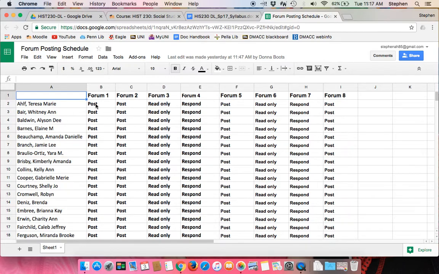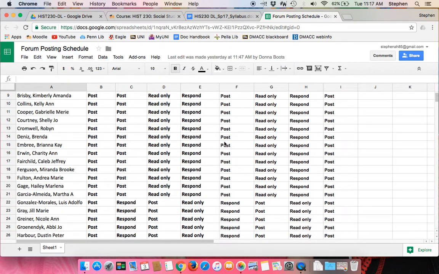She does not need to post, and she does not need to respond. She just simply can read conversations that sound interesting. And it goes into a rotating schedule. So, she reads only, responds, she posts, read only, respond, post. So as you can see, find your name on the list, and then you can see, okay, when do I need to post? When do I need to only read? When do I only need to respond?